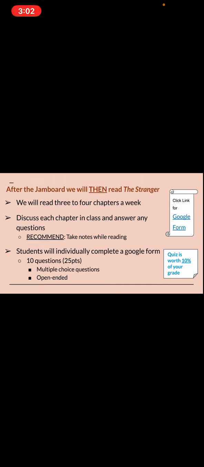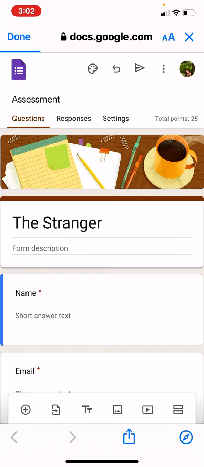So after the reading, we will have to complete a Google form. There are 10 questions in the Google form worth 25 points. There are multiple choice questions and open-ended questions. The quiz is worth 10% of your grade, and if you press the link, it sends you straight to the Google form. This is how it looks.